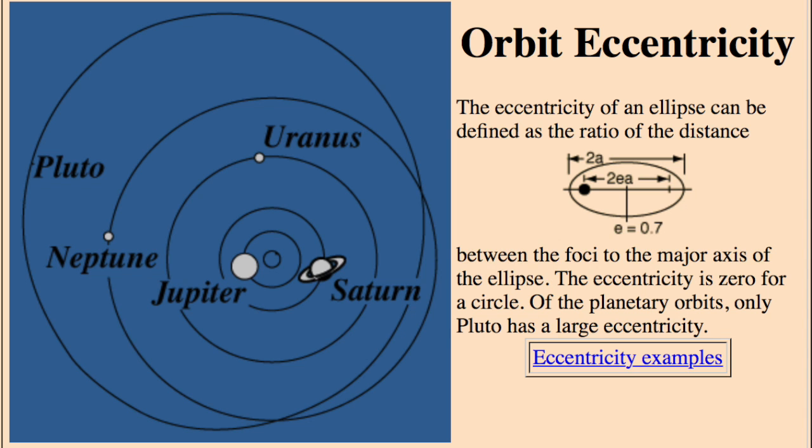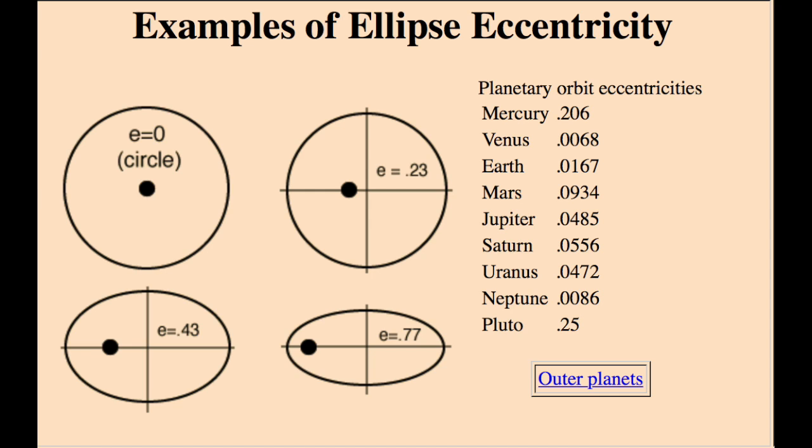The eccentricity of an orbit is the ratio of the distance between the foci to the major axis of the ellipse. The eccentricity for a circle is 0. As you can see in this chart, most of the ellipses of the planets are nearly circular, except for Pluto.